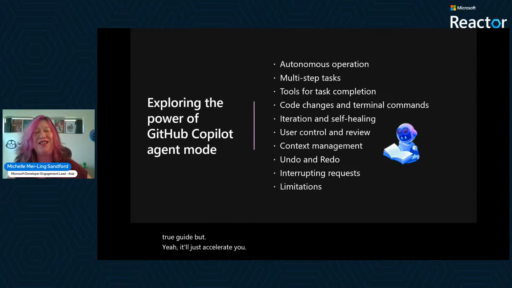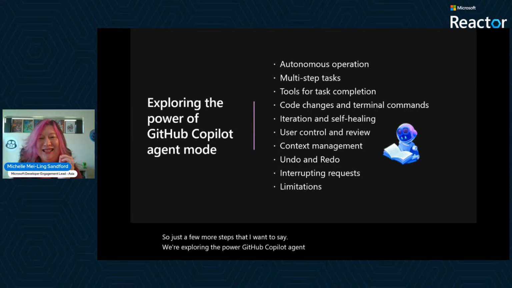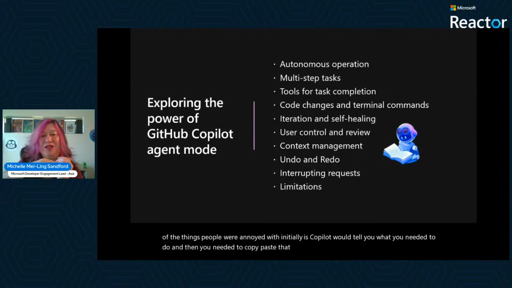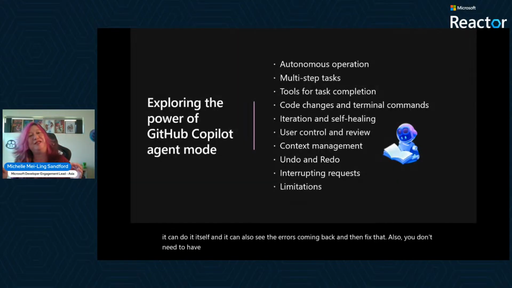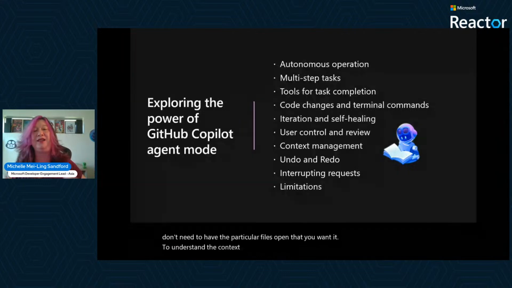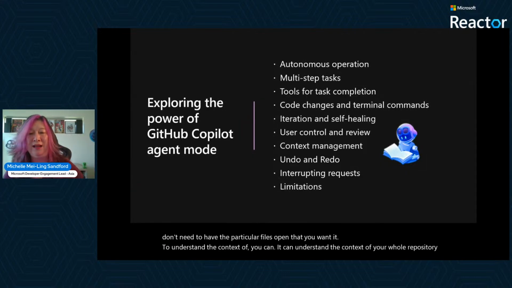So just a few more steps that I want to say. We're exploring the power of GitHub Copilot Agent Mode, autonomous operations. I think one of the things people were annoyed with initially is Copilot would tell you what you needed to do, and then you needed to copy paste that yourself into the terminal and then do it. Whereas now it can do it itself, and it can also see the errors coming back and then fix that. Also, you don't need to have the particular files open that you want it to understand the context of. It can understand the context of your whole repository if you want.